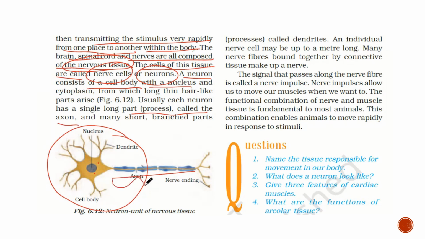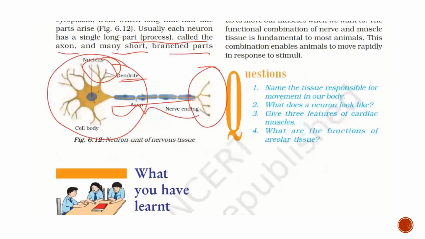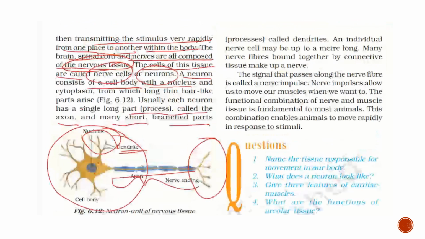So this long hair-like process is called the axon, and the many short branch processes at its ending are the nerve endings. At the starting, the branched parts or processes are called the dendrites. Okay, so this is the nerve cell. Now, an individual nerve cell may be up to a meter long.